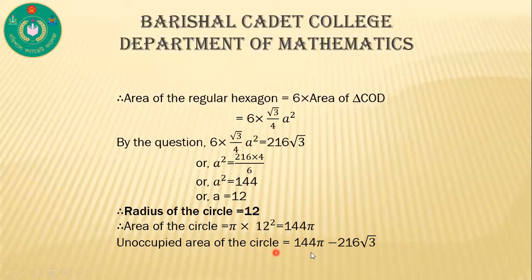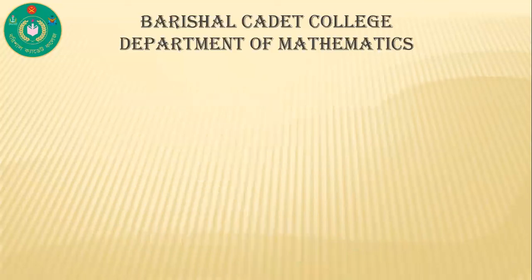Unoccupied area of the circle is 144 pi minus 216 root 3. That means 452.39 minus 374.123. That means 78.267 square centimeter approximate.